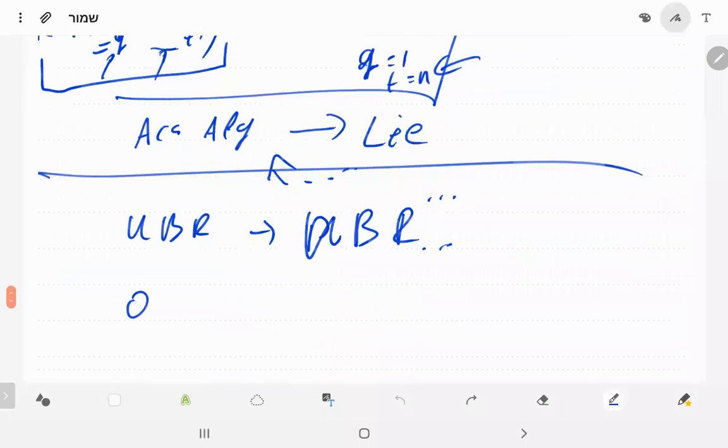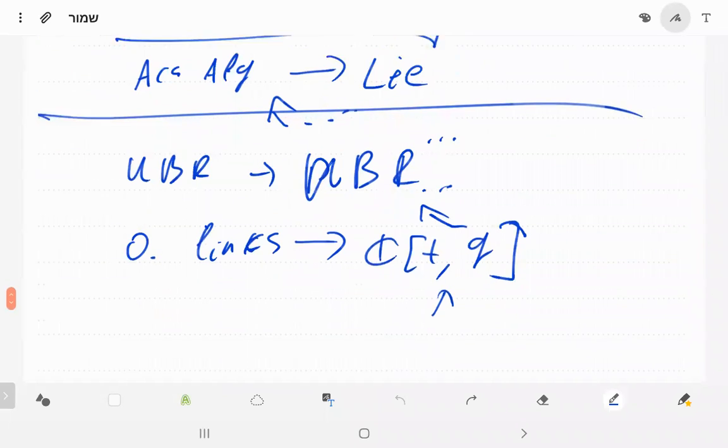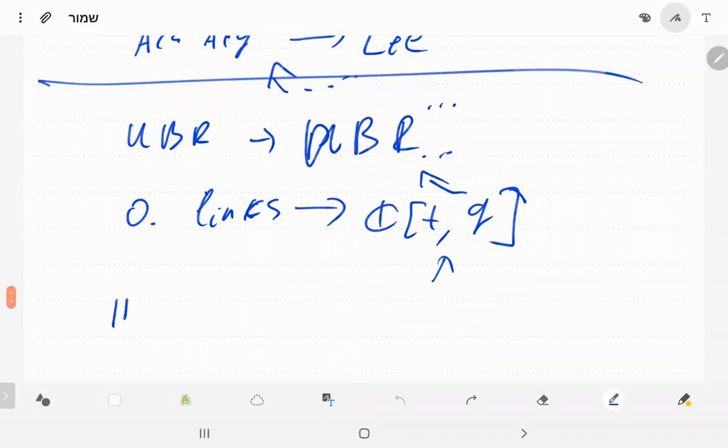And so you have a map between oriented links and endomorphisms of the identity here, which is just polynomials in two variables, t and q. So it means that for any oriented link, you get a polynomial in two variables. And this is much better than just getting a number. And this polynomial, I think, has a very funny name, the HOMFLY polynomial.